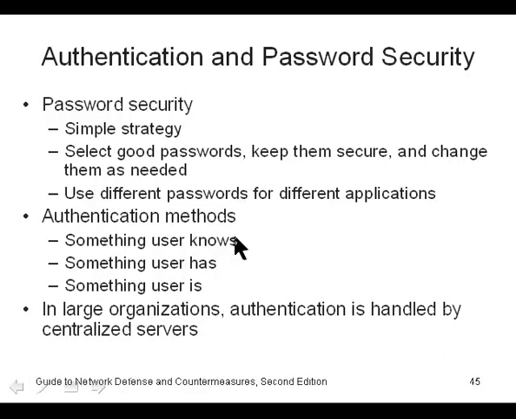So how can you authenticate to a system? There's different ways of doing this. Something you know, something you have, or something that you are. Something the user knows is essentially a PIN or a password. That's something that you know. Something that you have could be an access token like an RSA SecurID card. So in other words, in order to log in, you have to not only know your username, but also you have to have that secure token to log in.